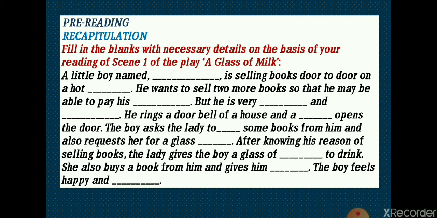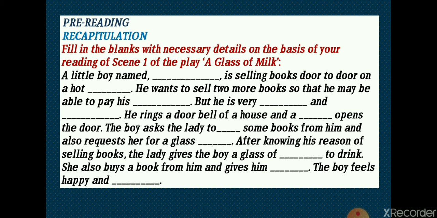After knowing this reason of selling books, the lady gives the boy a glass of dash to drink. Here you have to fill what was in the glass that the boy drank. She also buys a book from him and gives him dash. Here you have to fill the amount that was given to the boy. The boy feels happy and dash after drinking that glass of the liquid. How was the boy feeling? You have to fill here. I hope you have already filled up all the blanks.